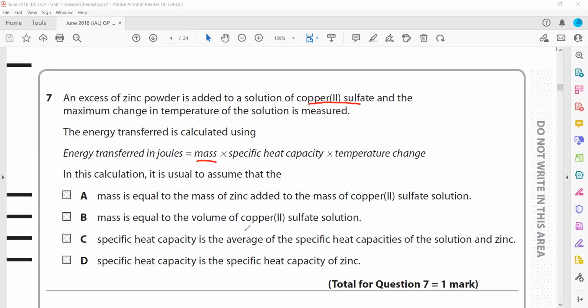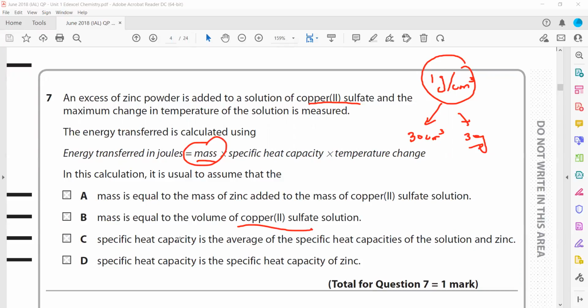Mass is equal to the volume of the copper sulfate solution. That is true because we consider that the density of the solution is 1 gram per centimeter cube. So if the volume of the solution is 30 cm cube, the mass of the solution will be the same. So this mass refers to the mass of the solution, or we can also say the volume of the solution. That's our assumption, that the density of the solution we are using is 1 gram per centimeter cube.